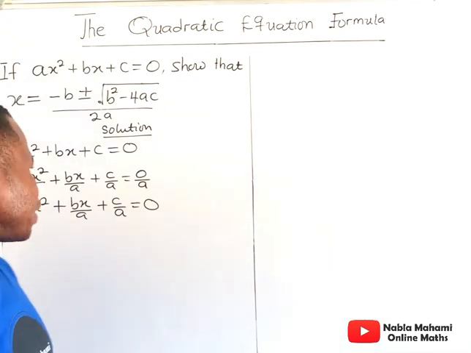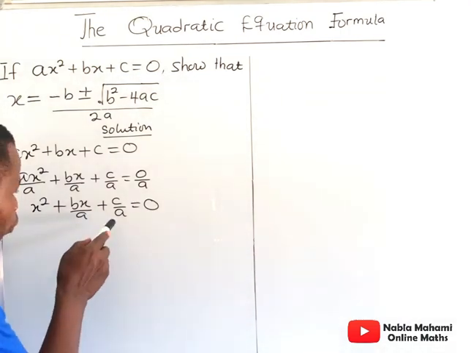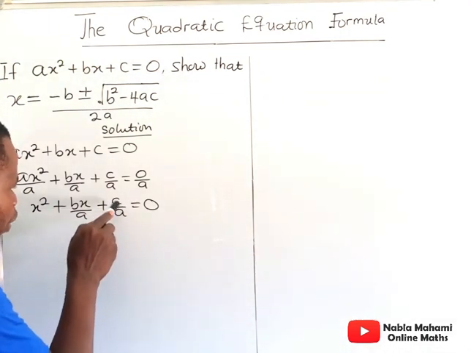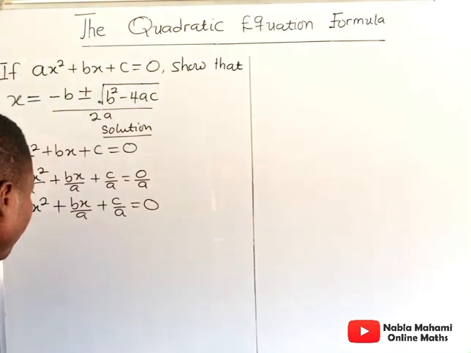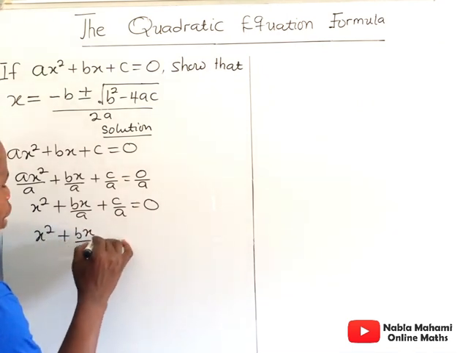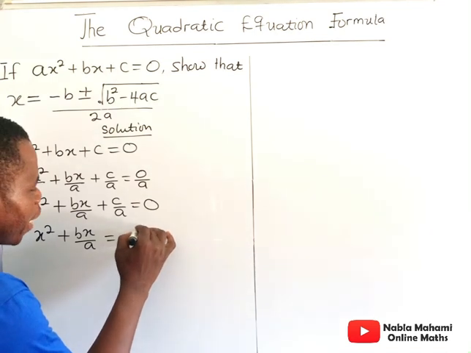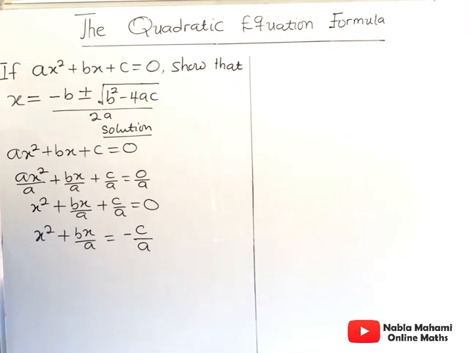Now, second step. Send the constant term to the right hand side. And constant term is a term without x in this particular equation. So if I'm to send c over a, which is my constant term, to the right hand side, it will be negative, because when a positive number or variable crosses equal sign, it becomes negative. So here it will be x squared plus bx over a is equal to minus c over a. From this point, we'll move to another step.